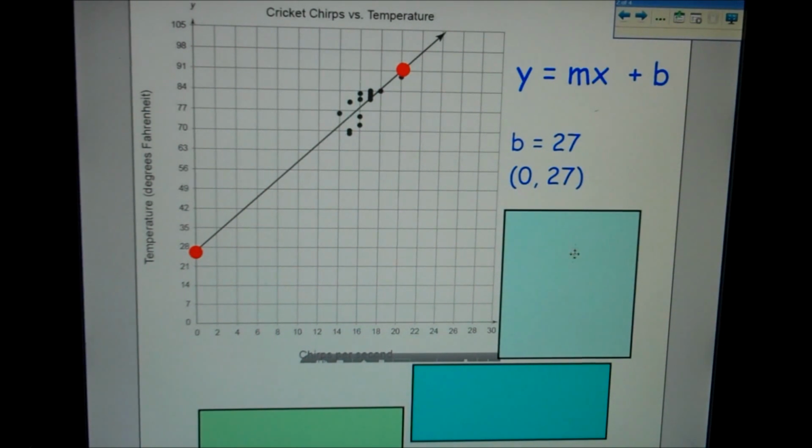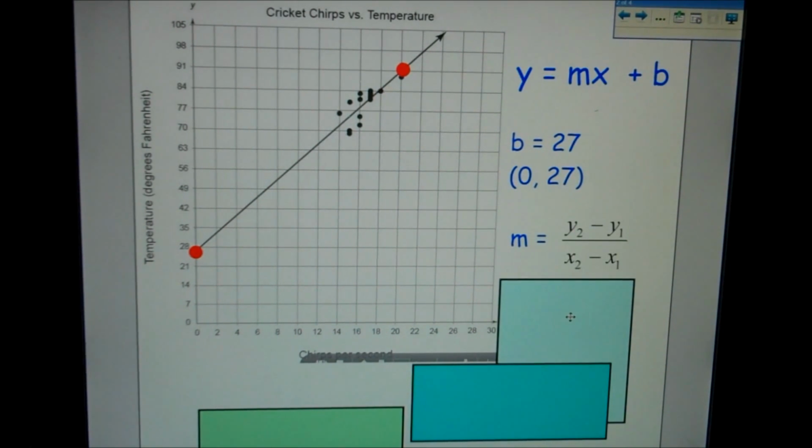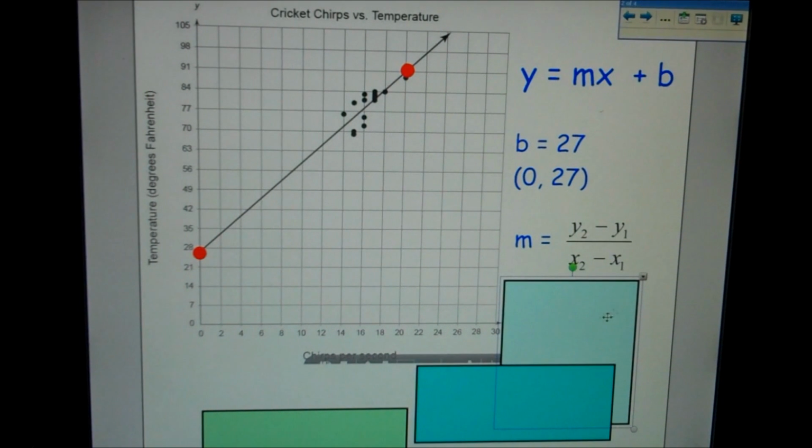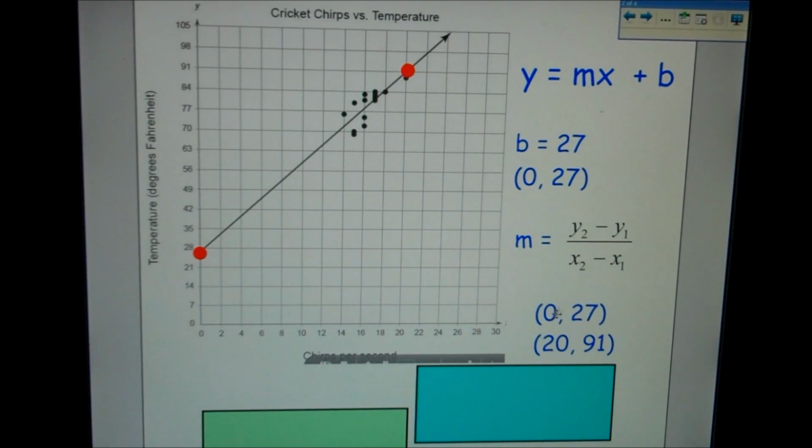Yes, I can. Okay? You're going to have your slope formula, so please make sure you write that down: y2 minus y1 over x2 minus x1. Take a minute, pause me. Stack your ordered pairs. You find the slope. Okay, there's your ordered pairs: 0, 27 and 20, 91. Stack them and find the slope. See if we come up with the same number.